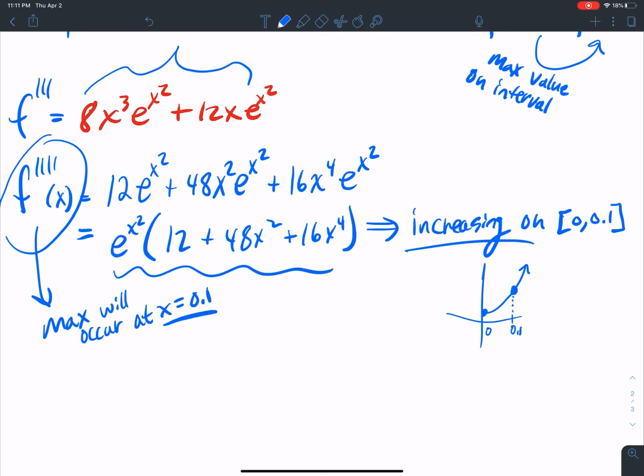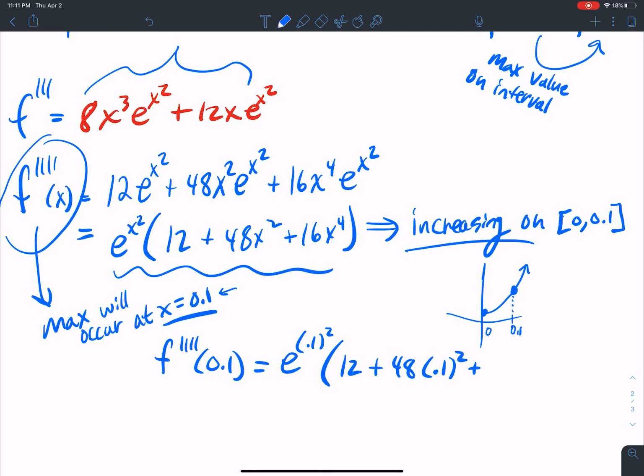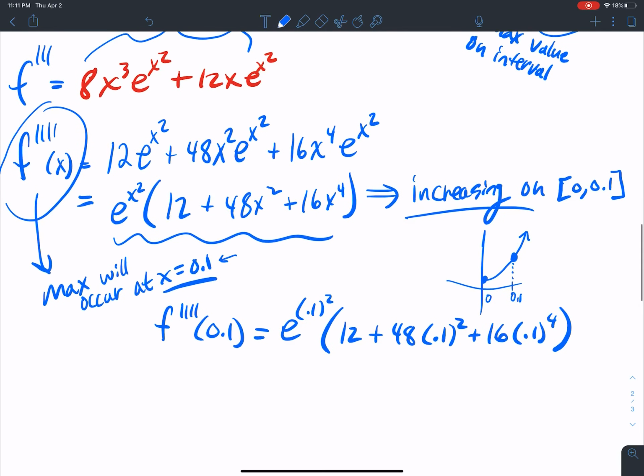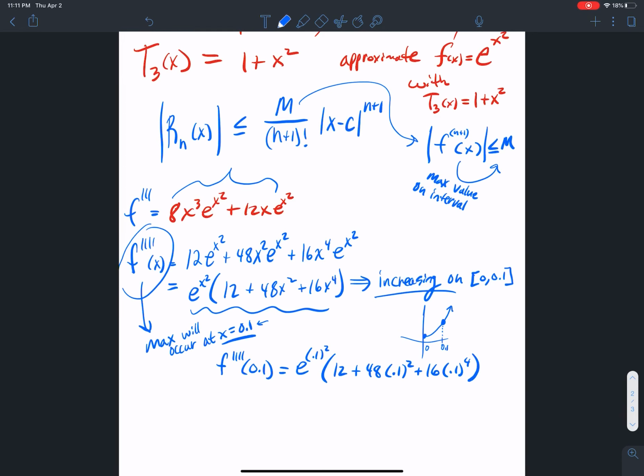So all we got to do is we just got to plug in 0.1 into our function, and we get e to the 0.1 squared times 12 plus 48 times 0.1 squared plus 16 times 0.1 to the fourth. Hit that into your calculator. Oh my goodness. That number's a tiny little number, right? And then we have what? In here is 3. So that makes this 3 plus 1, which is 4 factorial.